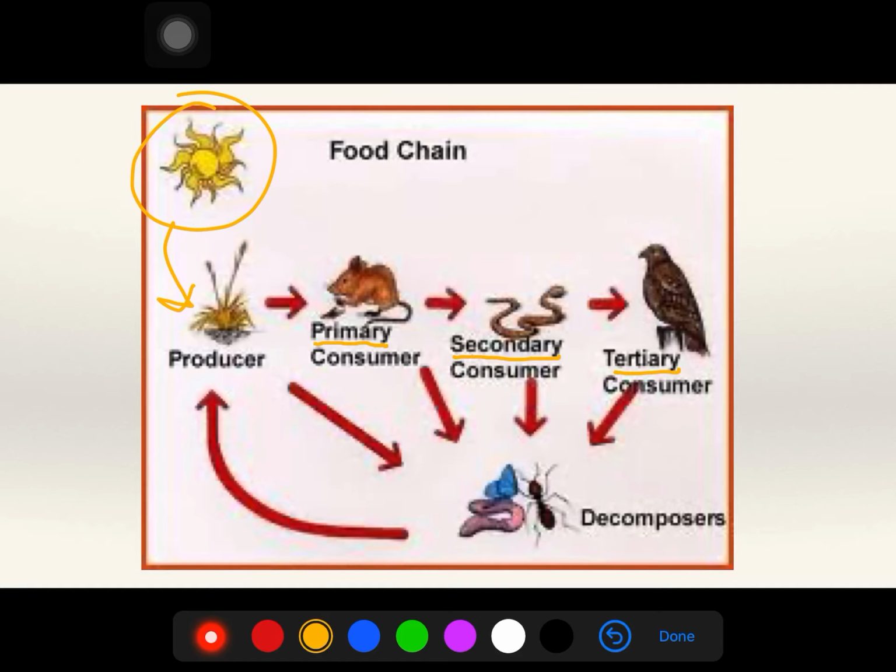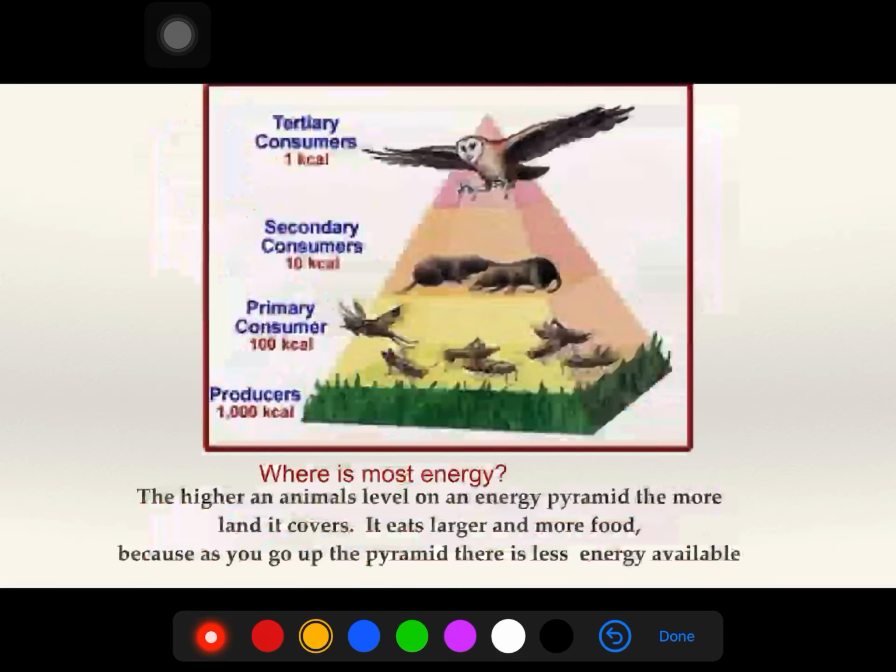Decomposers play a role with all of them. Any dead material, they turn it back into the soil. That's an individual food chain. Many of those in one area connect and form a food web. Here is an energy pyramid.